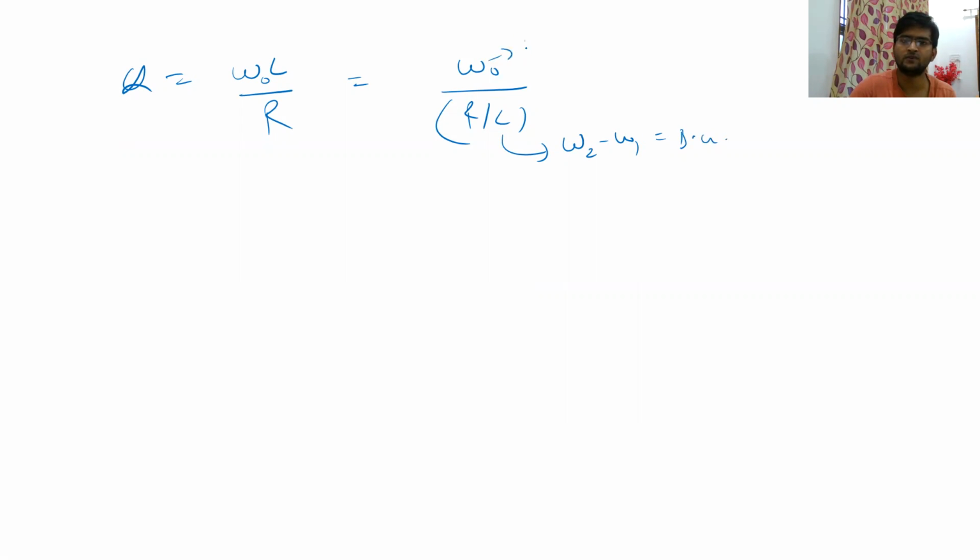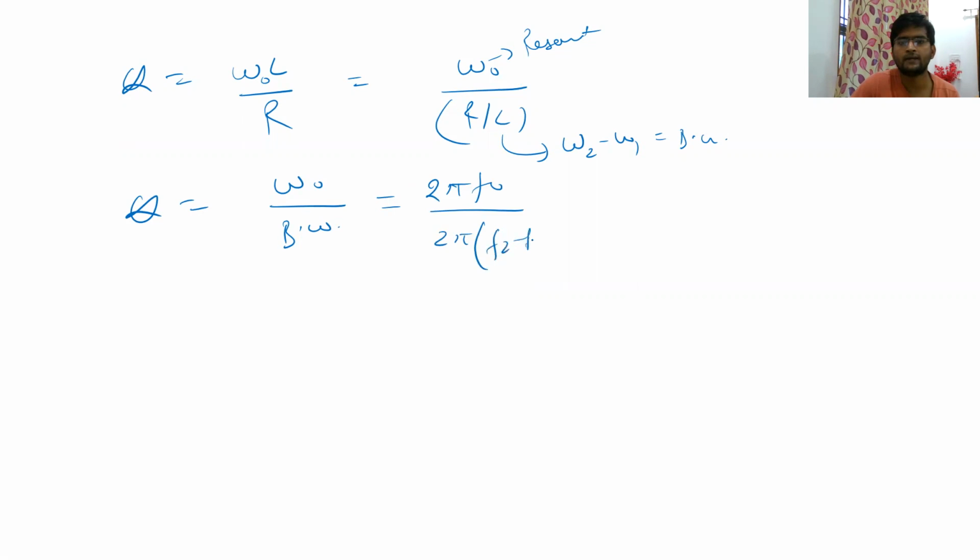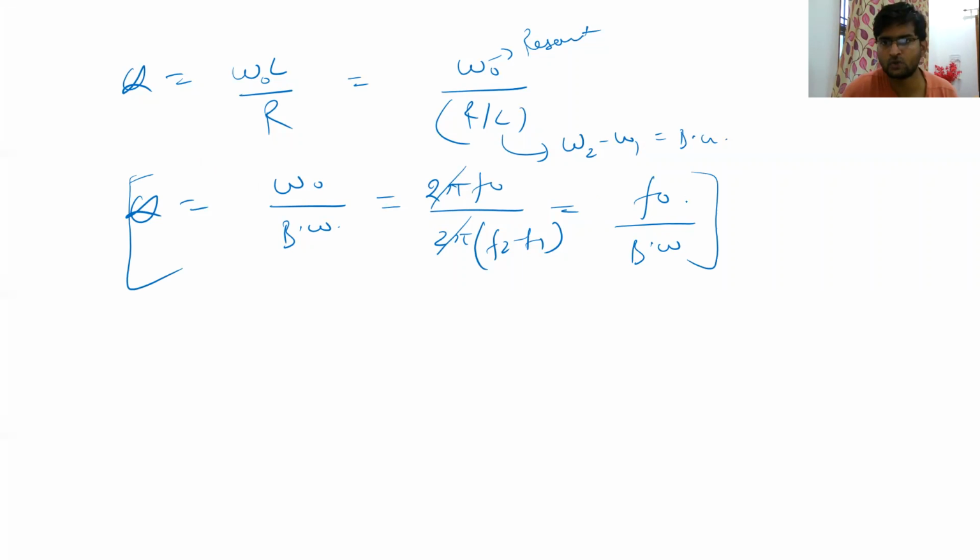And what is your omega naught? This is your resonant frequency. So we can say that Q is omega naught divided by bandwidth, in terms of radians per second. We can also write it as 2 pi f naught upon 2 pi into f2 minus f1. So this 2 pi got cancelled, and we also have it in the form of f naught upon bandwidth. So the quality factor is basically the ratio of resonant frequency and bandwidth.